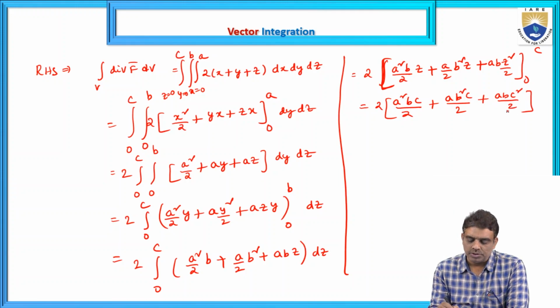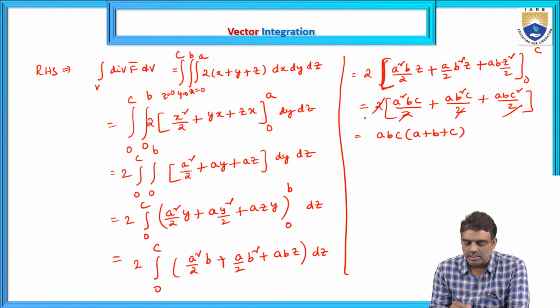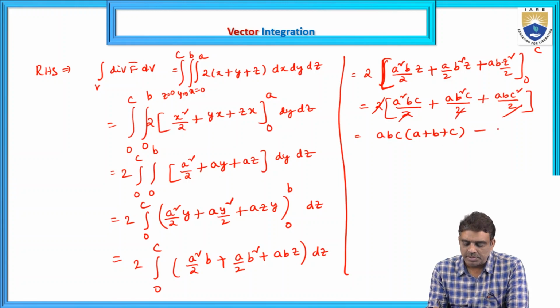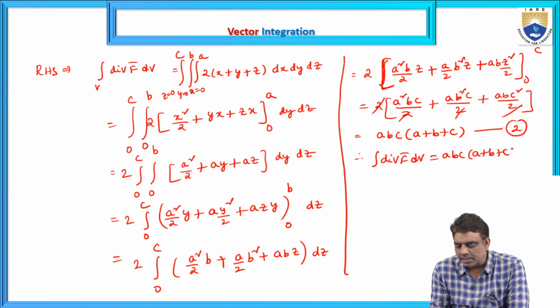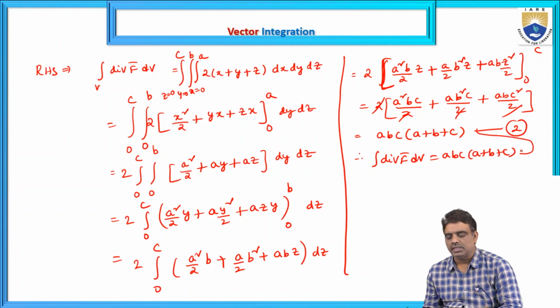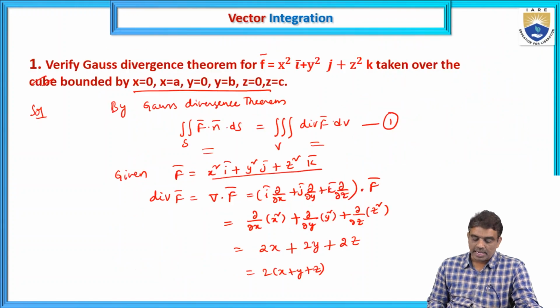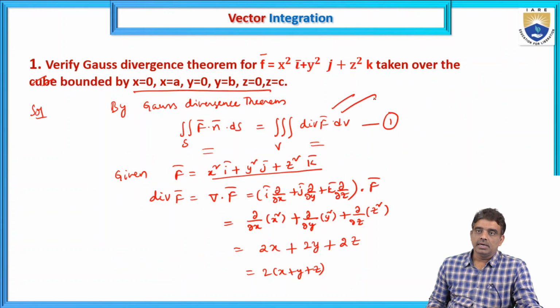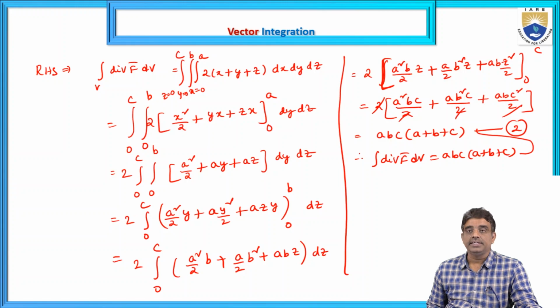Lower limit all are zeros. So the 2 also cancels, I can take out abc common, then you will get a plus b plus c. 2 also gets cancelled in all the terms. ABC I am taking outside, ABC into a plus b plus c, this is called equation number 2. Therefore, the triple integral of div f bar dv is equal to ABC into a plus b plus c. I have calculated the left hand side part and found the value ABC into a plus b plus c.